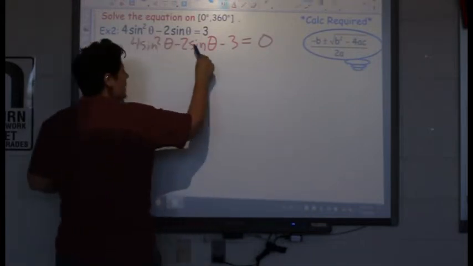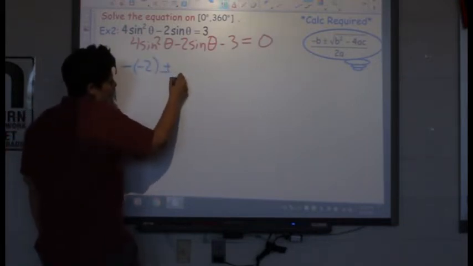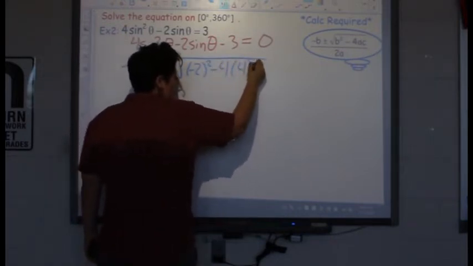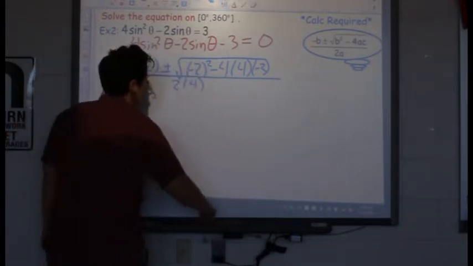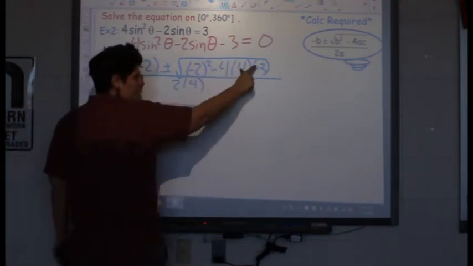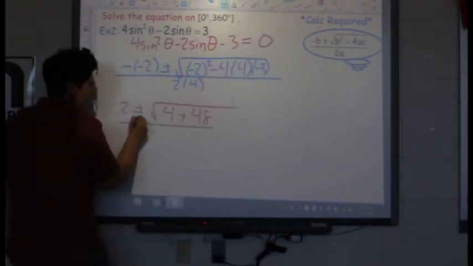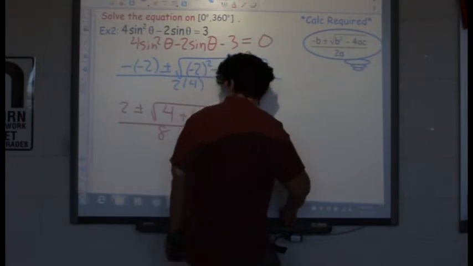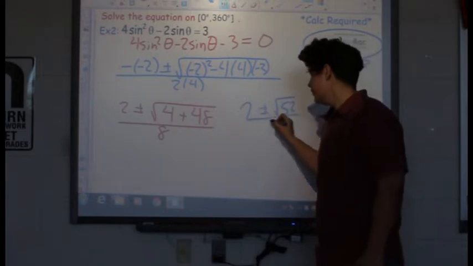My a value is 4, my b value is negative 2, my c value is negative 3. So I have negative 2 plus or minus the square root of negative 2 squared minus 4 times 4 times negative 3, all divided by 2 times 4. This now gives me 2 plus or minus the square root of 4. A minus and a minus makes a positive. 4 times 4 is 16. 16 times 3 is 48. All divided by 8. I can go ahead and add up what's in my radical. So I wind up with 2 plus or minus the square root of 52 divided by 8.